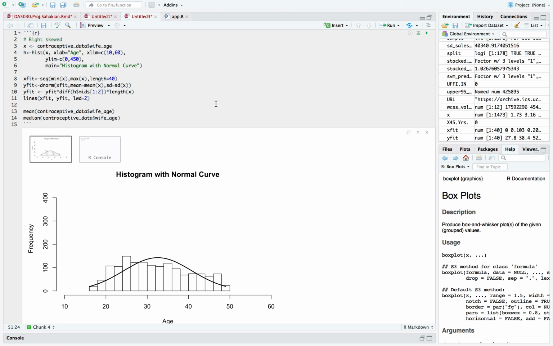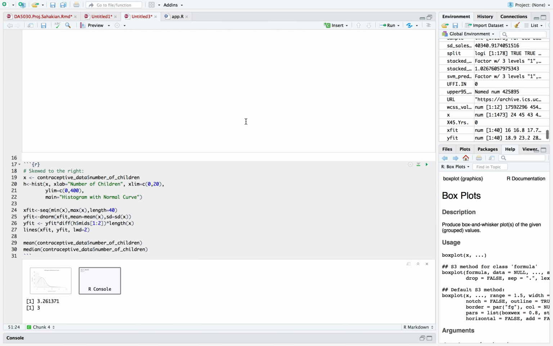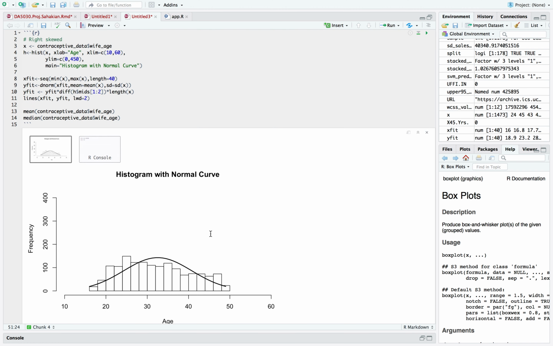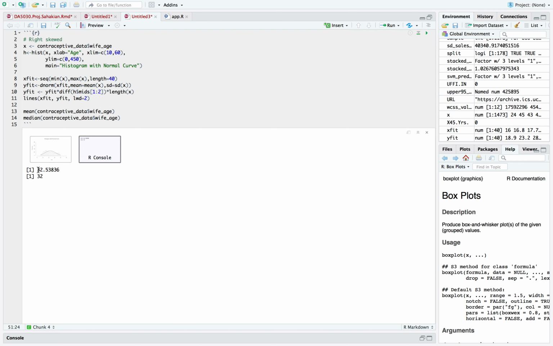The first thing I did to look at some exploratory points in the data was to look at the distribution of the data sets. So the two factors that I chose to look at were the wife's age and the number of children they had. These were the two numerical factors in the data set. So first I just made a histogram of the wife's age, and you can see from the graph that it's a little bit skewed to the right. For example, we see that the mode is around 25 here, but when we look at the mean and the median, they're both around 32.